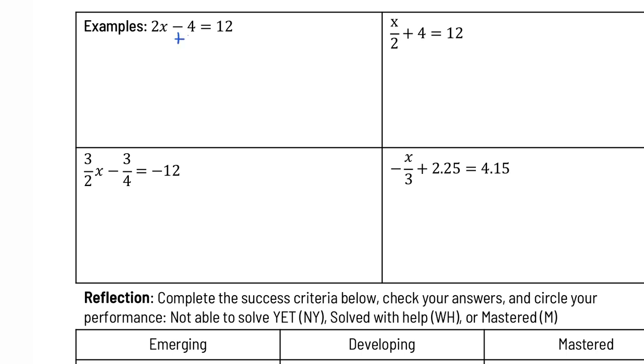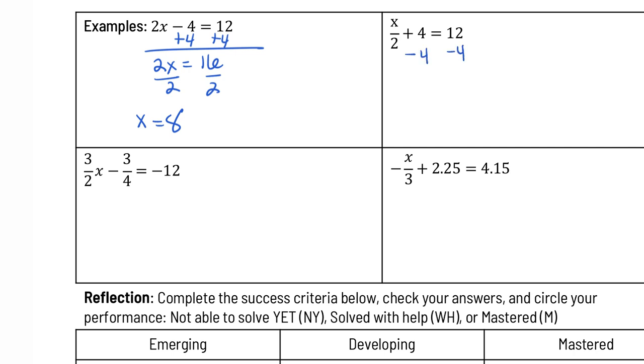Let's go through a few examples. Our first one, we're adding 4 to both sides. 4 is our constant, which is going to give us 2x equals 16. And then to isolate the variable, we divide by 2, which gives us x equals 8.